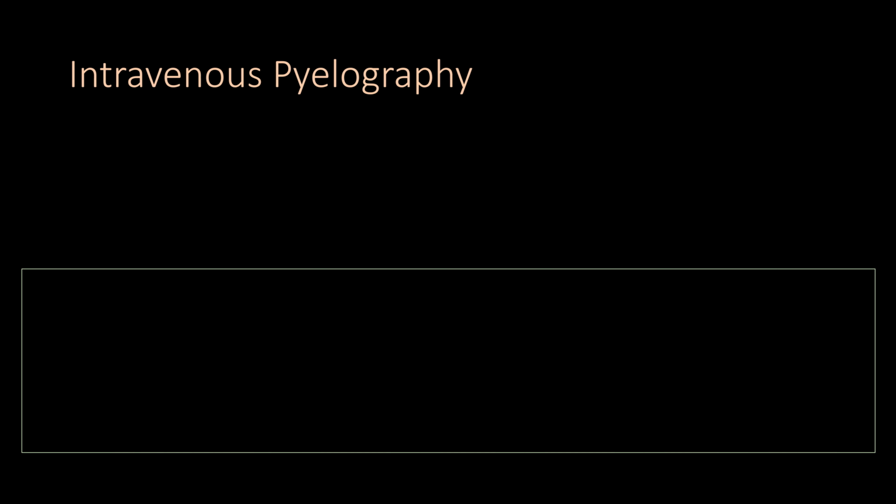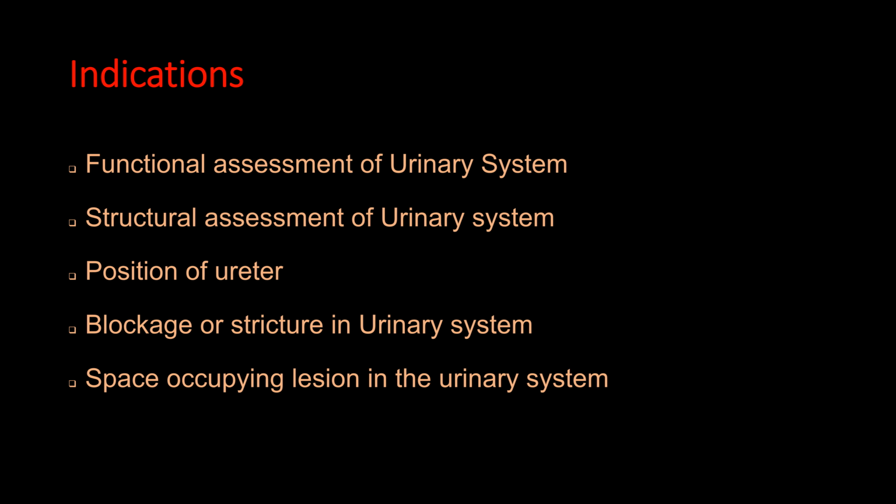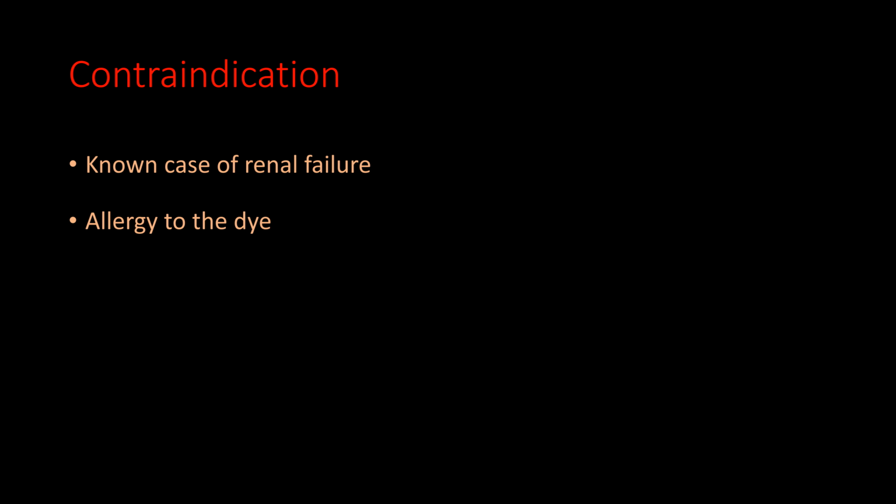First is the intravenous pyelography, that is also known as descending pyelography. It is a radiological study of renal parenchyma, pelvicalyceal system, ureter, and urinary bladder. Intravenous pyelography is generally done for structural and functional assessment of the urinary system. It is contraindicated in case of renal failure and allergy to the dye.